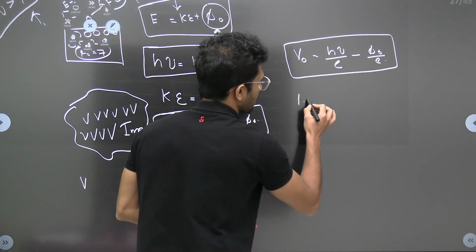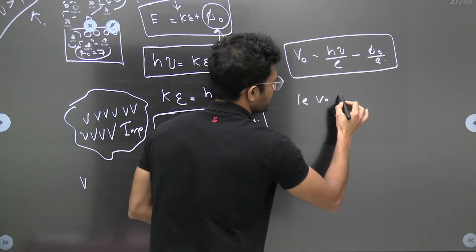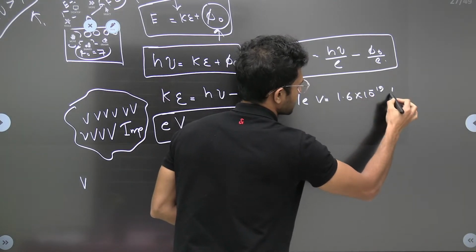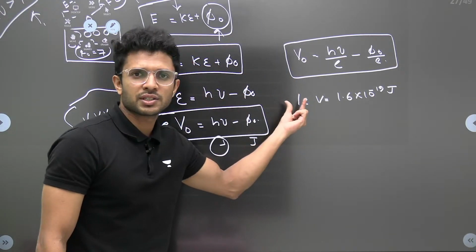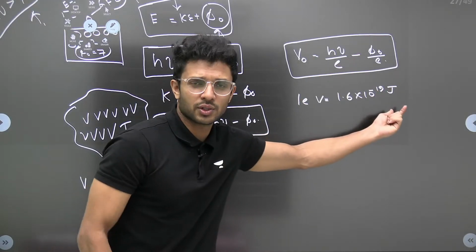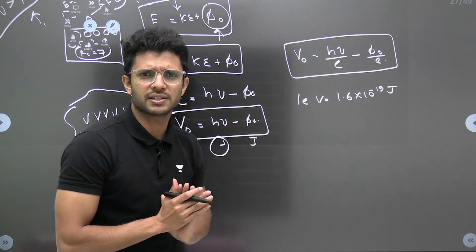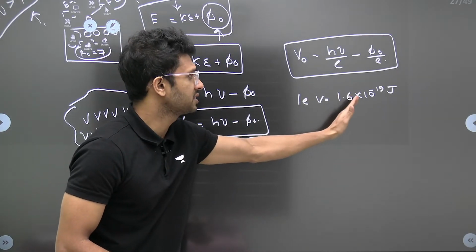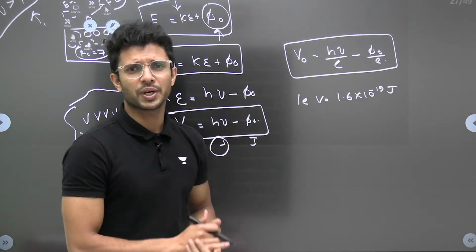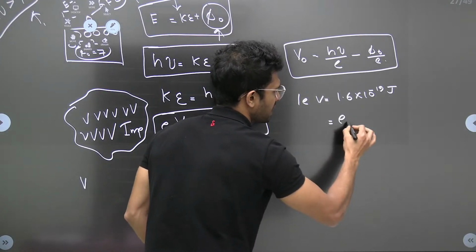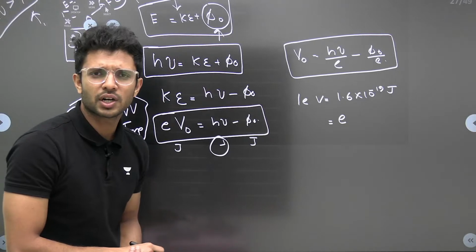Very simple. 1 electron volt is equal to 1.6 into 10 power minus 19 joule. Electron volt is a unit of energy. Joule is another unit of energy. Electron volt is a छोटा unit of energy. देख ले, 1 electron volt is 1.6 into 10 power minus 19. बहुत छोटू है. From here, 1.6 into 10 power minus 19 is the value of electronic charge e.